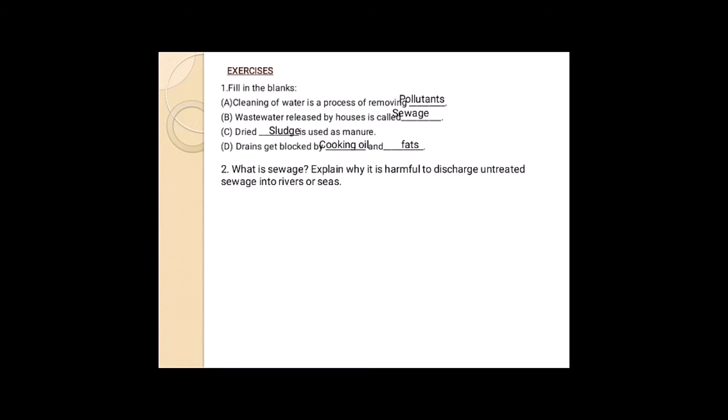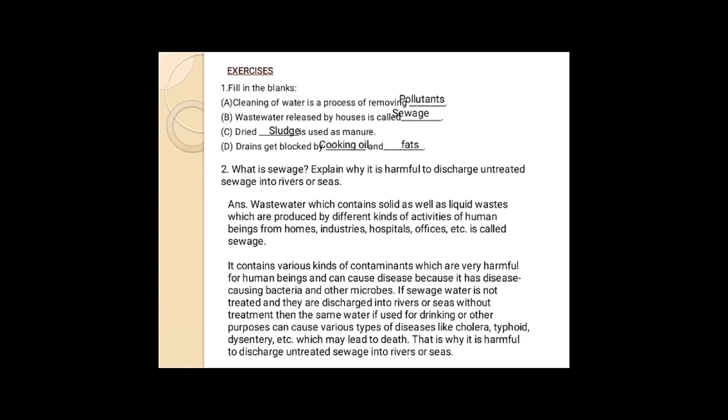The second question is, what is sewage? Explain why it is harmful to discharge untreated sewage into rivers or seas. Sewage is wastewater which contains solid as well as liquid waste produced from different activities of human beings, either from homes, industries, hospitals, offices, etc. It contains various contaminants which are very harmful for human beings and can cause disease, because it has disease-causing bacteria and other microbes.